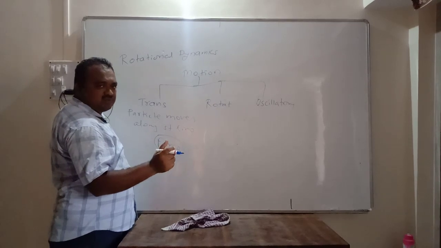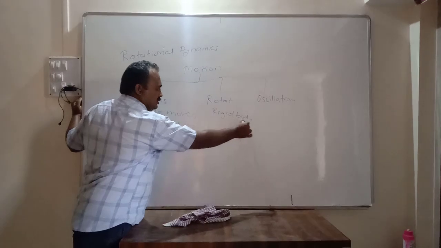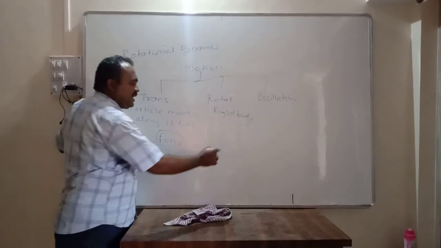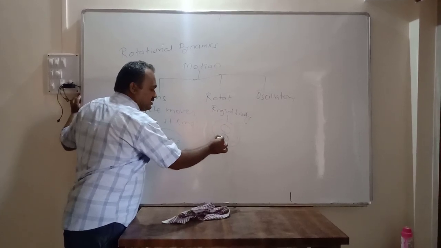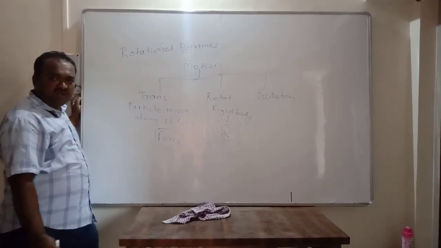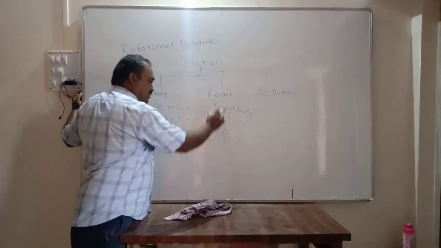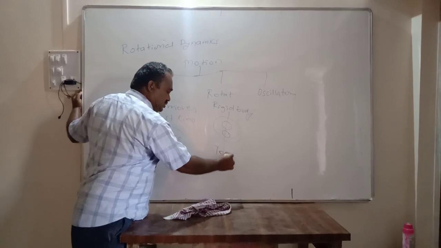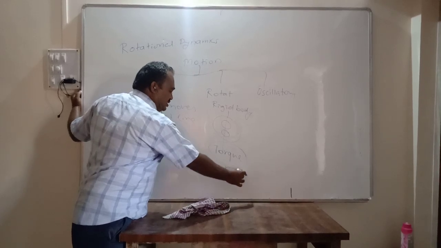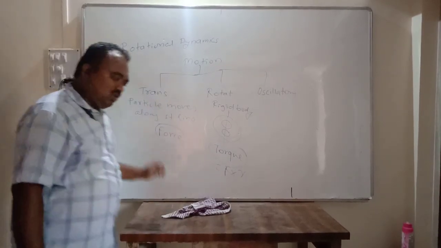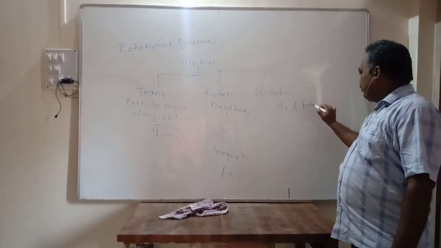When a rigid body performs rotational motion, then its particle performs circular motion such that center of all circles lie on imaginary line. That line is called as the axis of rotation. And this rotational motion, it is produced due to torque, and the formula for torque, it is force into distance.